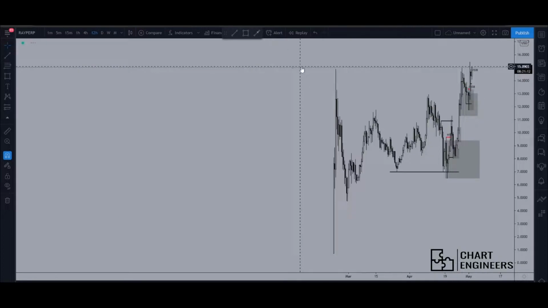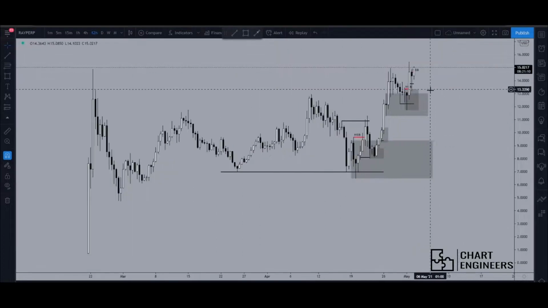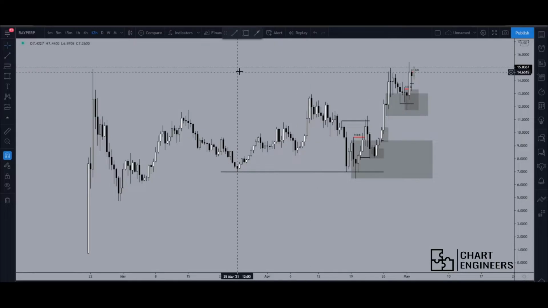So the alts were definitely much cleaner than Bitcoin over the past few weeks. So it might be best, if Bitcoin's looking slow or not getting many opportunities, to have a look at a few alts, and especially in this type of market where alts are bullish.